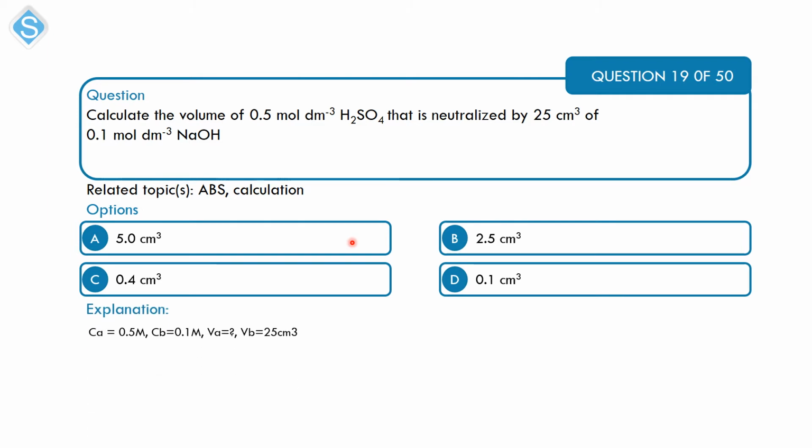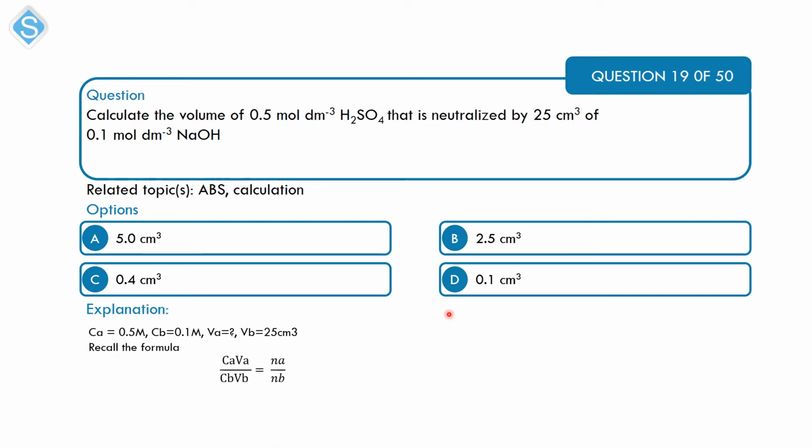Alright, so let's start by writing out the parameters that we are given. We are given the concentration of the acid as 0.5 moles per dm cube. This capital M is the same thing as mole per dm cube. The concentration of the base is 0.1. Then the volume of the acid is what we are required to find. Calculate the volume of this acid. Then the volume of the base we are given as 25 centimeter cube.